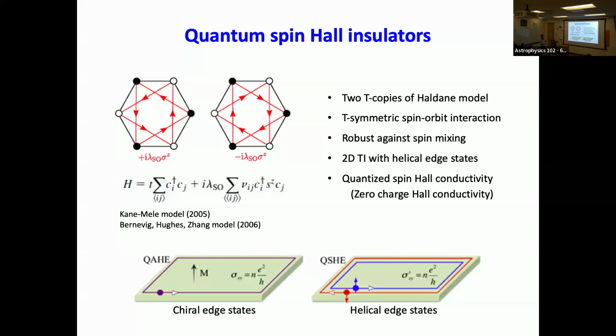So it's two time reversal copies of that, and next nearest neighbor hopping in this case would be a time reversal symmetric spin-orbit interaction. Because you have two copies, instead of a quantum anomalous Hall insulator with a chiral edge state, you have two copies of chiral edge states, counterpropagating and spin polarized. So we call them helical edge states. Experimentally, you would expect to measure zero charge Hall effect, with a quantized spin Hall conductivity. Nobody knows how to measure quantized spin Hall conductivity directly.